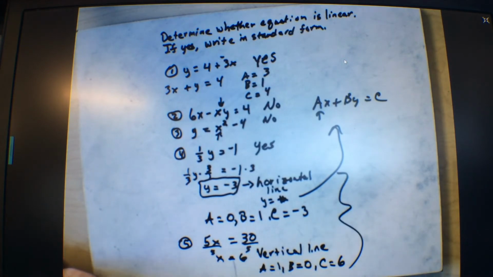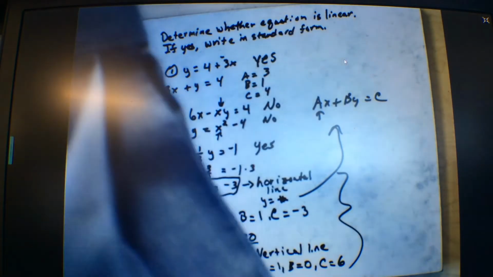Where'd you get A and B from? Remember, it has to be in this form, right? So it's 1x plus 0y equals 6. 0y is 0, and 1x is x. Does that explain it to you? Yeah. All right.